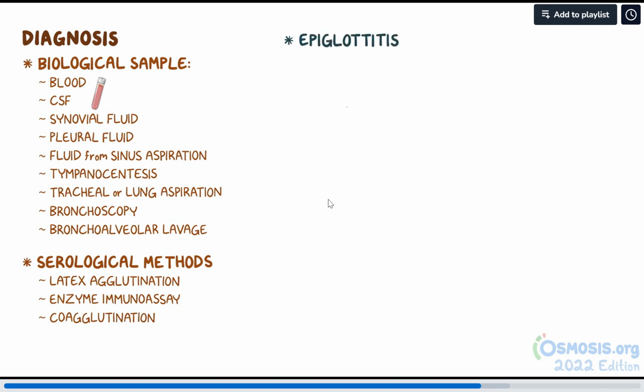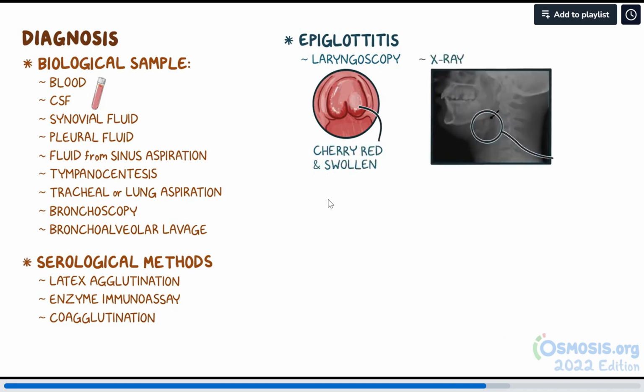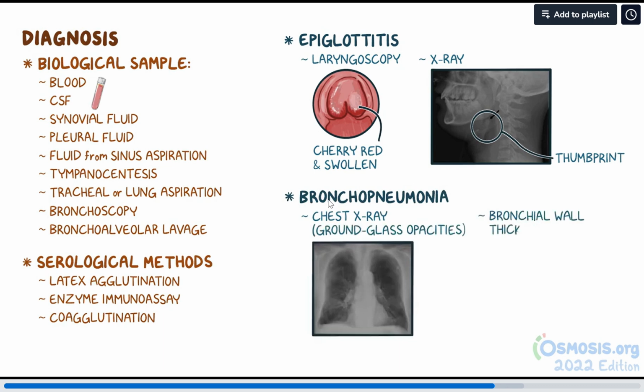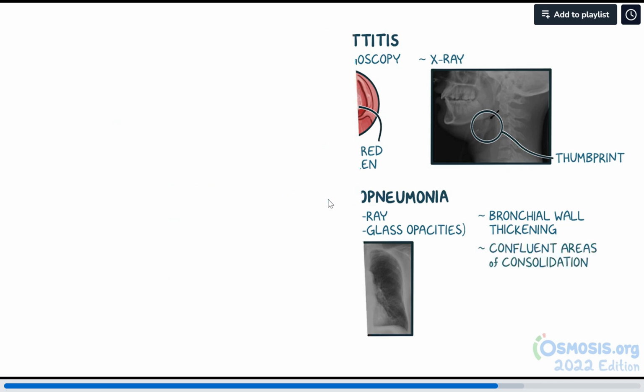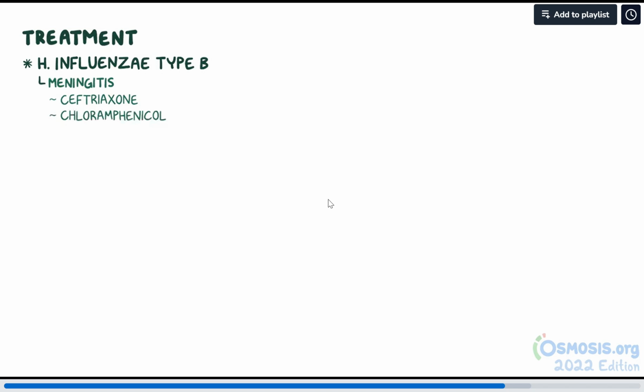For epiglottitis, a laryngoscopy can be done, which shows a cherry red, swollen epiglottis, and an X-ray which shows a thumbprint sign on the epiglottis. When bronchopneumonia is suspected, a chest X-ray can be done, and it shows ground glass opacities, bronchial wall thickening, and confluent areas of consolidation. Now, infections with Haemophilus influenzae type B, especially meningitis, are treated with ceftriaxone and chloramphenicol.